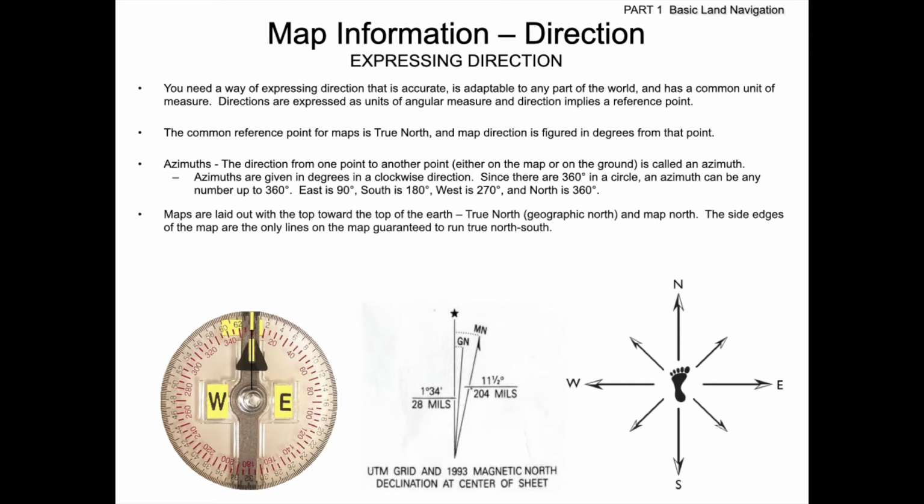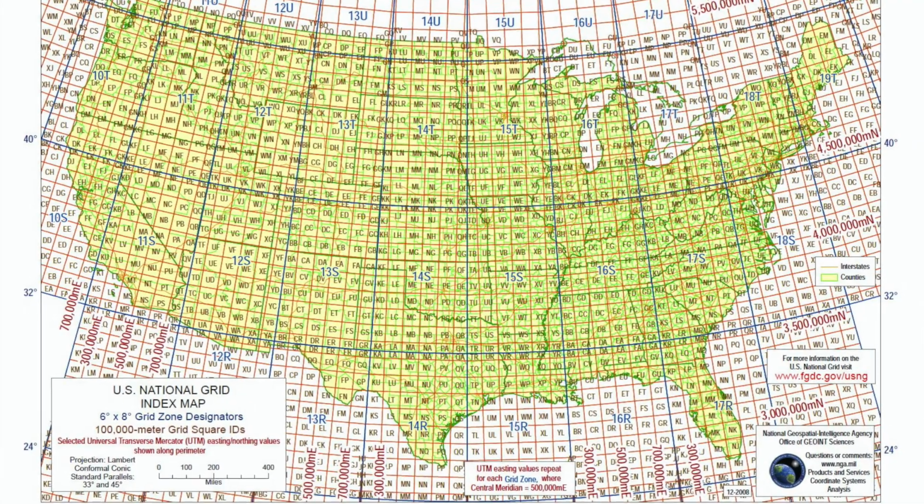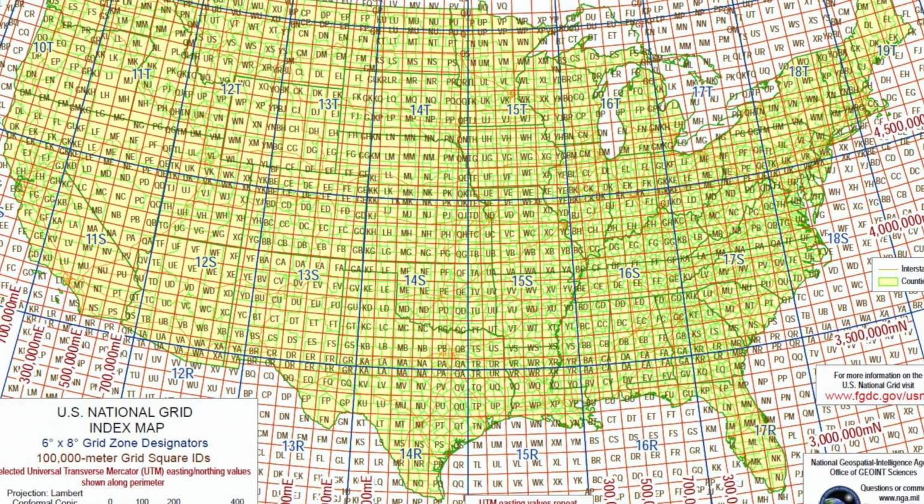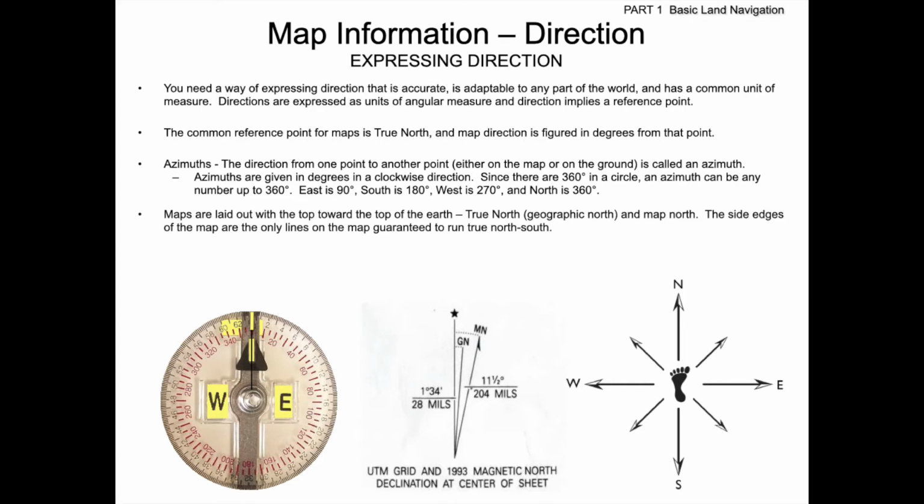True north, geographic north, and map north. The side edges of the map are the only lines on the map guaranteed to run true north-south. So that may sound a bit confusing. What you need to think about is, again, the earth being the ball, and then we're wrapping square paper around it, right? So obviously you're going to have angular problems. That's what we're talking about here. Your anchor points, what they're trying to say, is that these side edges of the map are the only ones on the map that are guaranteed to run true north-south. The other ones could be angled, right?